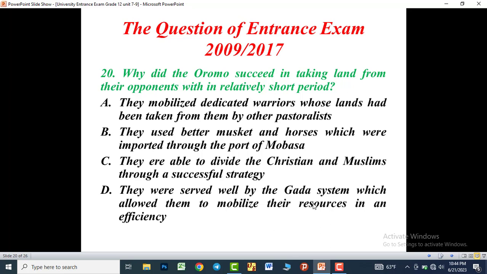One of the important factors for the success of the Oromo in a short period of time: there are two important reasons for the success of the Oromo population movement. First, the strong nature of the Oromo socio-political and military organization gave them superiority in military tactics. Second, the civil war which had exhausted major states of the Horn of Africa, especially the end of the Sultanate of Adal and the Christian Highland Kingdom, also contributed a lot to the success of the Oromo population movements. Therefore, the answer to question number 20 is D.